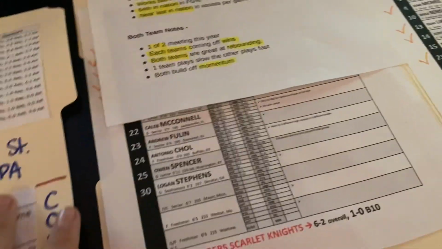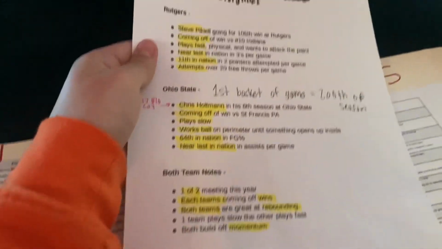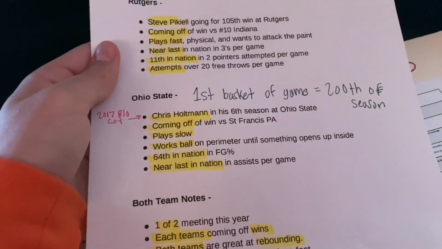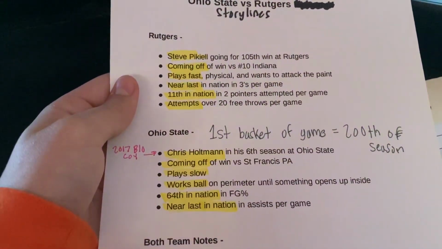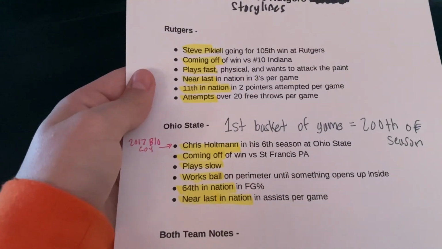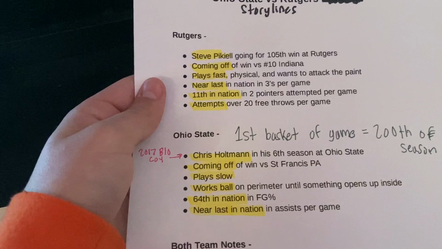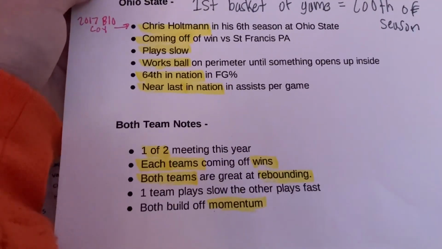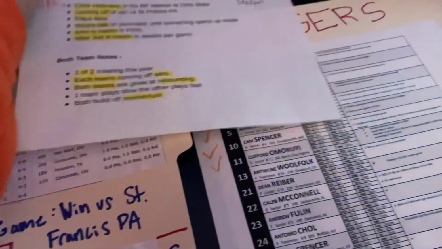So I've got another board that I'll go over in a minute, and then this is a piece of paper where I got my key storylines organized. Ohio State, their first basket of the game will be the 200th of their season, so I want to kind of build up to that, and then a few notes on each coach, how they're going to want to play, and then a few of their big stats that I'm going to want to mention and keep an eye out throughout the game. And then right here are notes of the teams' shared stuff, like 1 or 2 meetings. Each team's coming off a win, both teams great at rebounding, stuff like that.